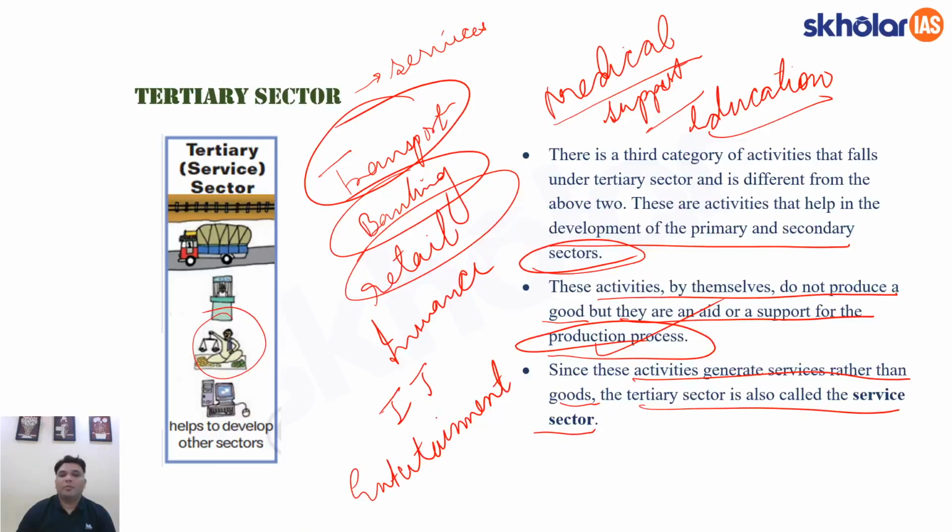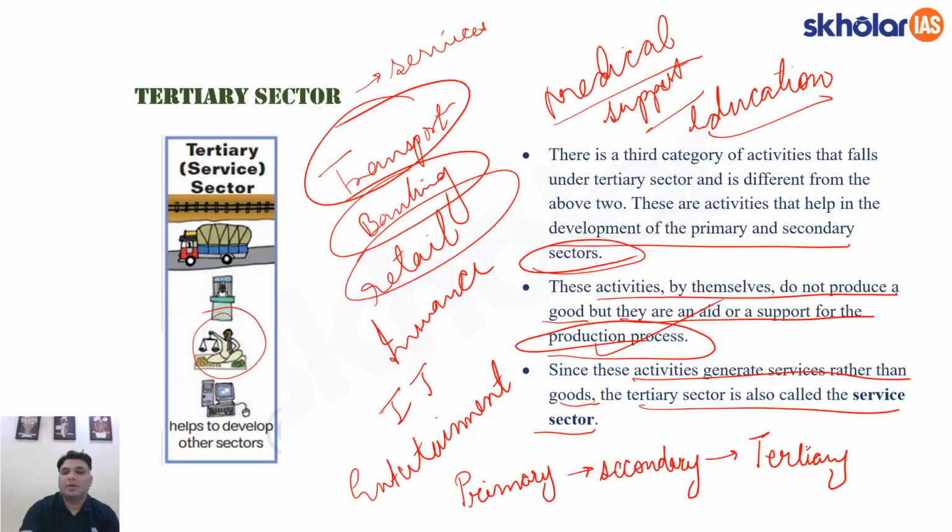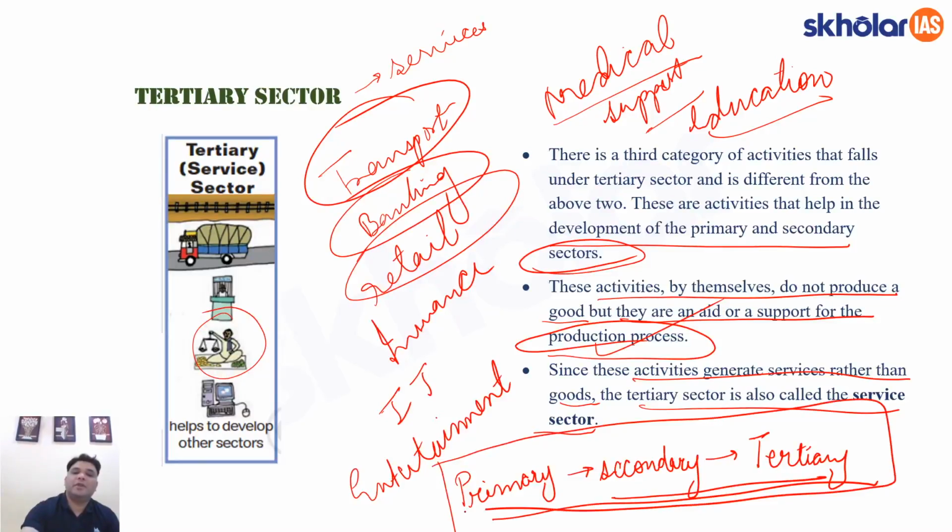So every economy, it evolves. First it begins as a primary sector economy, then it goes on to become a secondary sector economy, and finally it becomes a tertiary sector economy. So इस तरह का एक एवोल्यूशन होता है, ओके, किसी भी इकोनॉमी का। ये सिर्फ इंडियन इकोनॉमी की मैं बात कर रहा हूँ ऐसी बात नहीं है, any economy, it will evolve from being a primary sector economy, then it will become a secondary sector economy, and eventually it will become a tertiary sector economy. Okay, so these are some of the things which are very important.